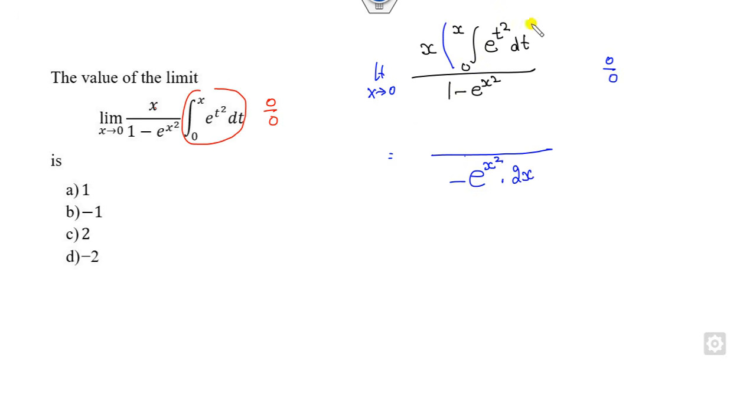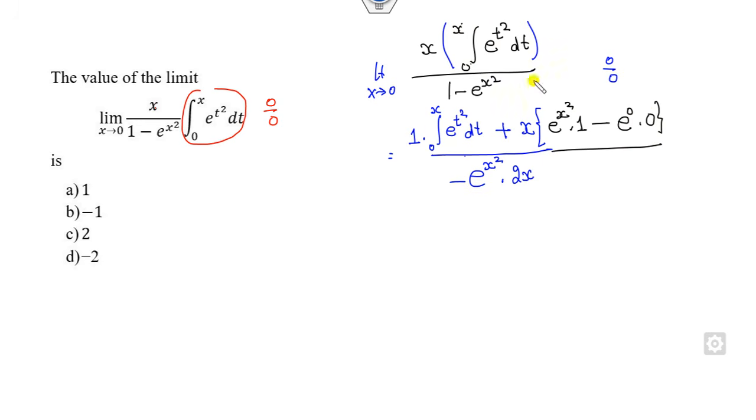Now you have to apply the product rule. The first part is the integral from 0 to x of e raised to power t square, plus x times this one. So what is the derivative of this? I can substitute the upper limit into the derivative of the upper limit, minus the lower limit into the derivative of the lower limit. Fine. Now again, limit as x approaches 0. Again it's 0, but if you look, I can simplify it.